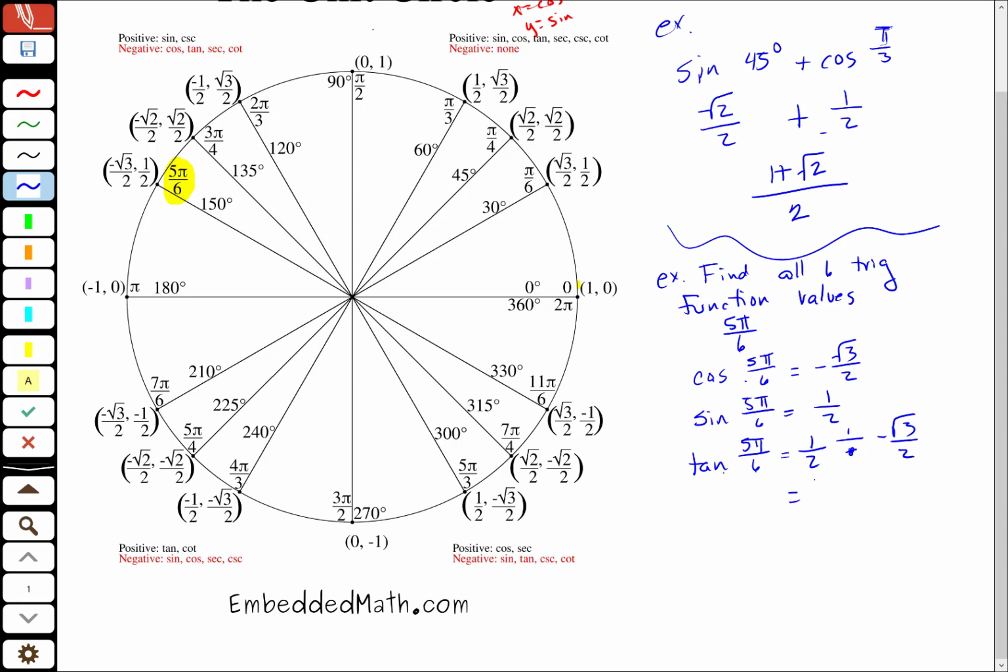And I'll do that the same way. 1/2 times, and I have to flip this second one, negative 2 over the square root of 3. The 2's cancel, and I get negative 1 over the square root of 3. This needs to be rationalized, so you multiply top and bottom, so there are no more radicals in the denominator. That's the convention. So we'll do a little bit of work like this. So I get square root of 3 over, and then on the bottom, square root of 3 times square root of 3 is just 3, and I should have a negative sign.